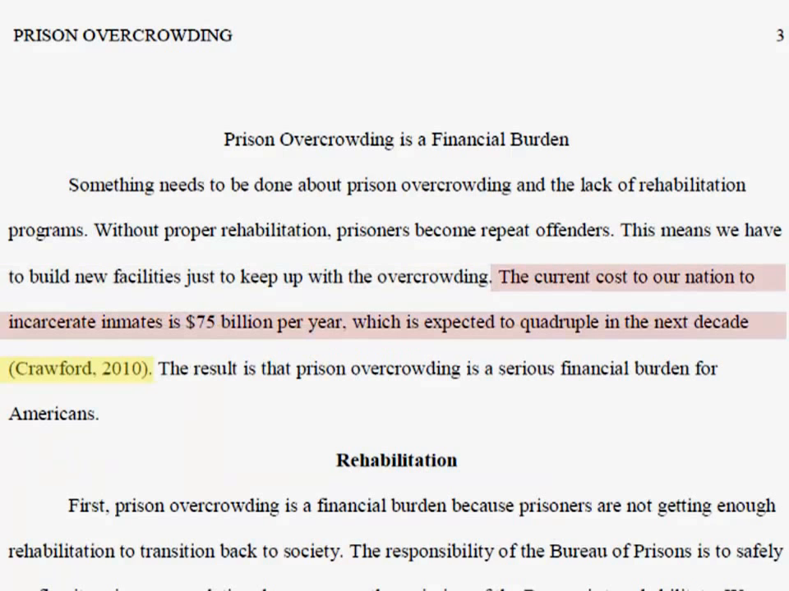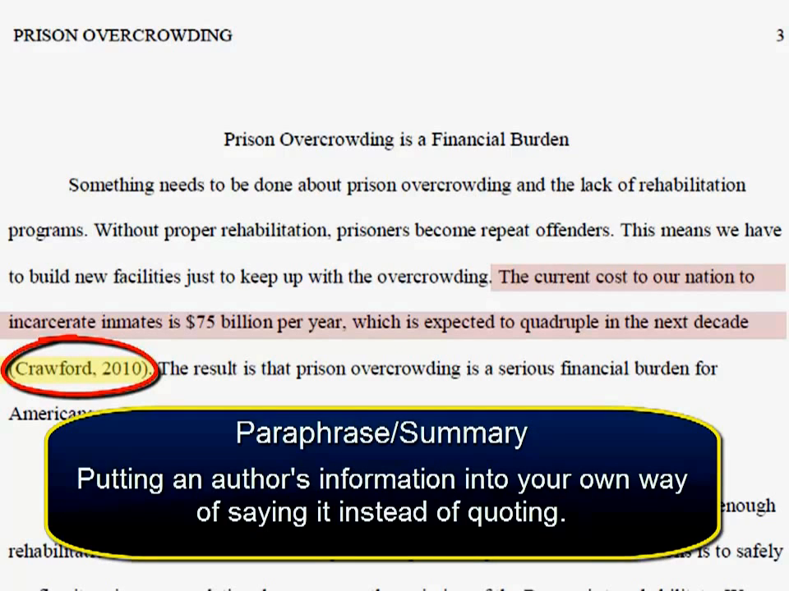Now this sentence. The current cost to our nation to incarcerate inmates is $75 billion per year, which is expected to quadruple in the next decade. Crawford, 2010. This is clearly statistical information associated with a single source, Crawford. It's not common knowledge, and so must be cited. Notice that Jane chose not to quote from Crawford, but to put the stats in her own sentence.